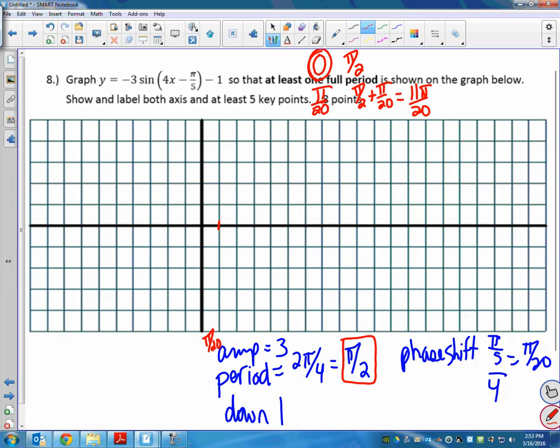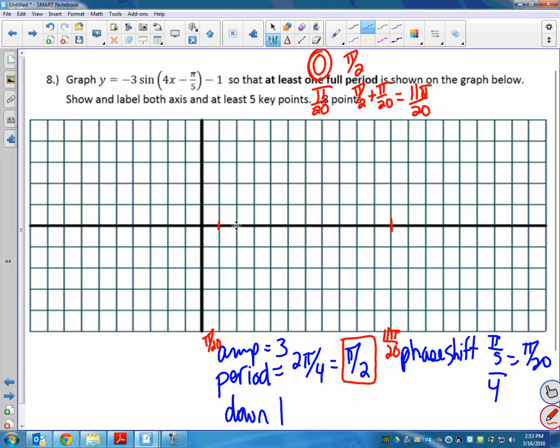I was trying to see if I could squish it in, and you could, but I think I'm just going to go with counting by 11 pi 20ths and then do halfway in between and halfway in between again. So if I count to 11 pi 20ths, that'd be 2, 3, 4, 5, 6, 7, 8, 9, 10, 11 pi 20ths. And that does give me a period of pi halves.